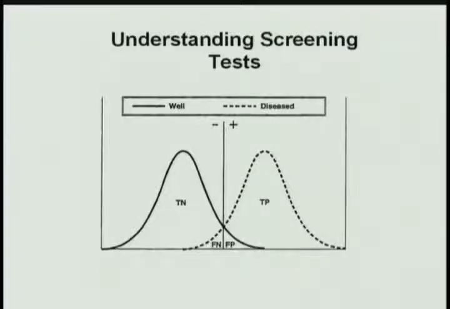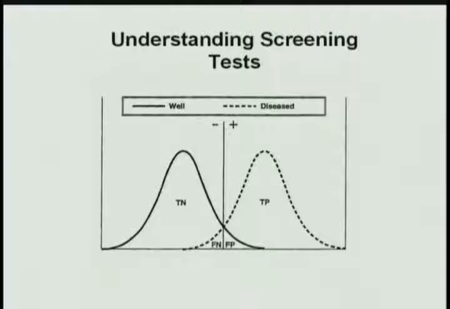Here we have a distribution of well people and a distribution of diseased people plotted with their score along that horizontal dimension. These are frequency distributions. Where the curve is short, that means we have very few people with that particular value. Where the curve is tall, it means we have a great many people with that particular value. And notice we have separated out the well people, that's the solid line, and the diseased people, that's the dotted line.